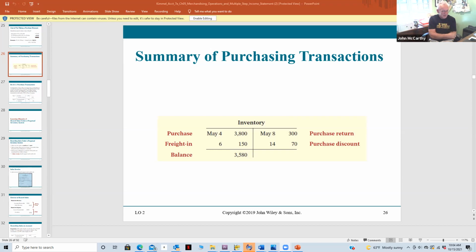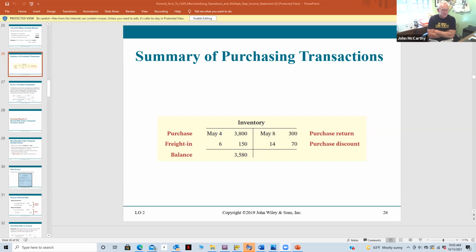On May 8th, maybe we had too much product and we're going to return some of it, say $300 of it. So we're going to debit accounts payable because if we're returning it, we don't have to pay for it. So we're going to reduce the accounts payable by debiting it and credit purchase return, i.e. inventory. And then finally, they're taking an early payment discount here, so they're going to debit accounts payable and credit purchase discount.